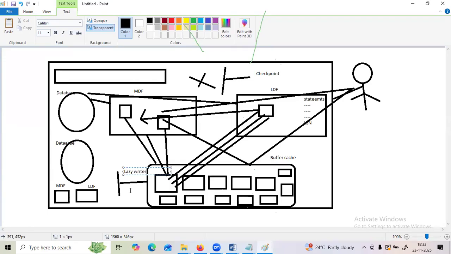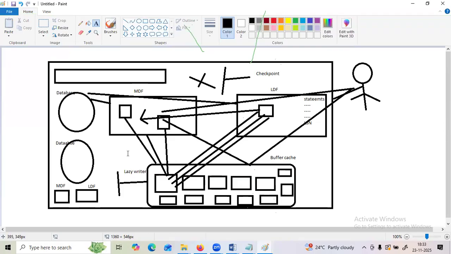The lazy writer. Whenever a new page is going to be kept in the buffer cache and we don't have space for the new page, at that time the lazy writer will scan the entire set of pages in the buffer cache. The lazy writer is also a background process in SQL Server. It will scan the buffer cache on the system and find out which pages are not required, which pages have not been modified in the past.